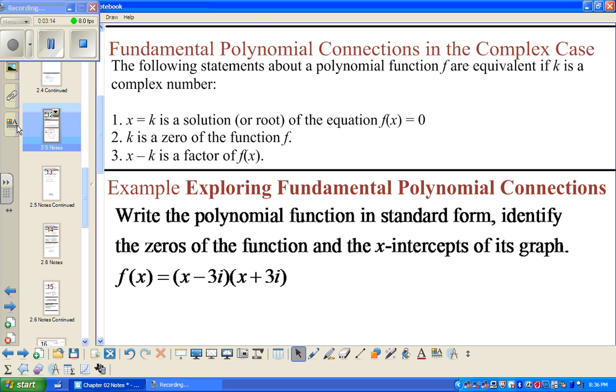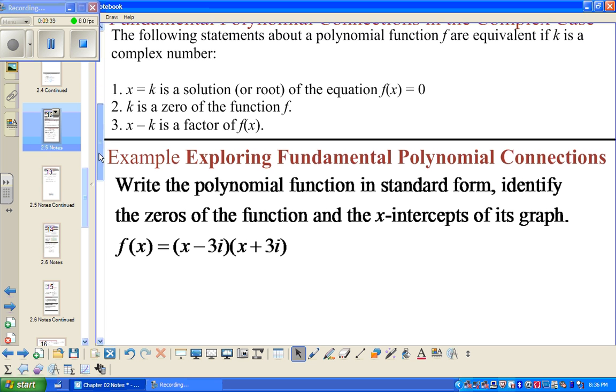And again, what's written up here on the board is just repeating what we've been talking about, connecting it all together. x equals k is a solution or root of the equation f of x equals 0. Another way to say that is k is a zero of the function, or x minus k is a factor of f of x. Those are all talking about the same type of thing.